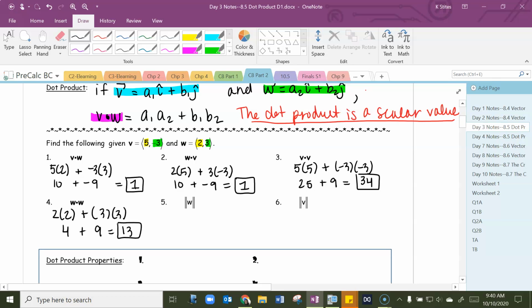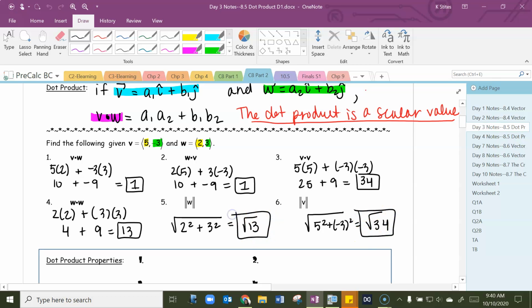Now, unrelated to the dot product, we're going to find the magnitude of w and the magnitude of v, but there is a relationship here that I just want to show you. For the magnitude of w, we take the square root of the x component squared plus the y component squared. This finds the length of that vector. That's going to be root 13. And then the magnitude of v, again, x component squared plus y component squared, so that's 25 plus 9, the square root of 34. You might notice some similarities with some other answers. We're going to talk about that in a second.